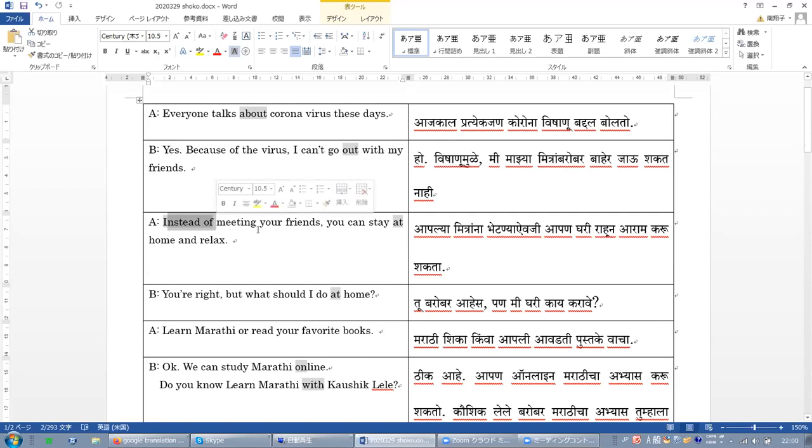So next, I want to use this instead of. Instead of meeting your friends, you can stay at home and relax. But it's complicated. Maybe I have made mistakes, so just please correct if you find any. Apalya mitranna bhetanya aivaji apan ghari rahun aram karu shakata. I think you should not forget this letter. It's in your name. True. Shoko. Yes. I should never forget this.